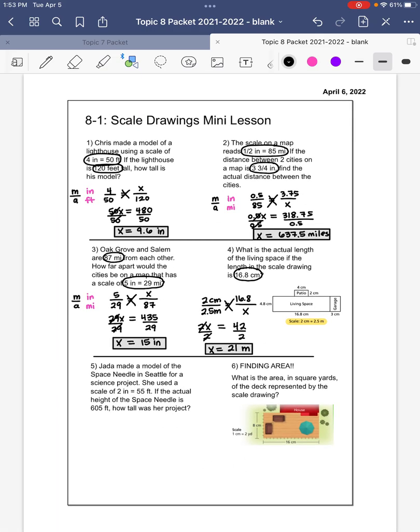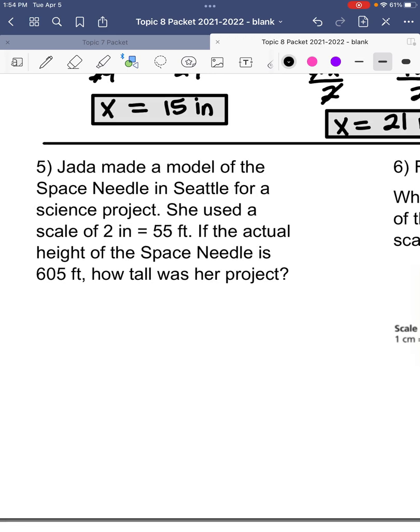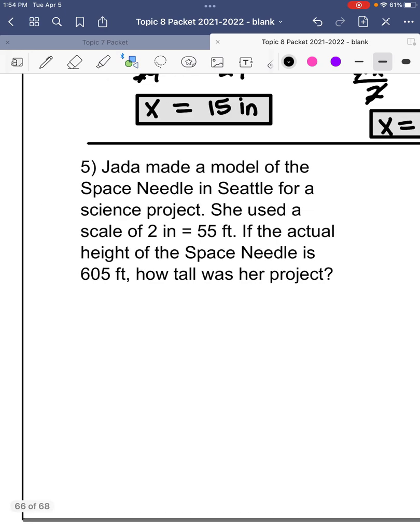Okay, let's look at number 5. Jada made a model of the Space Needle in Seattle for a science project. She used a scale of 2 inches equals 55 feet. If the actual height of the Space Needle is 605 feet, how tall was her project? So this one is kind of like that very first one we did. So we are given this information here. 2 inches equals 55 feet.